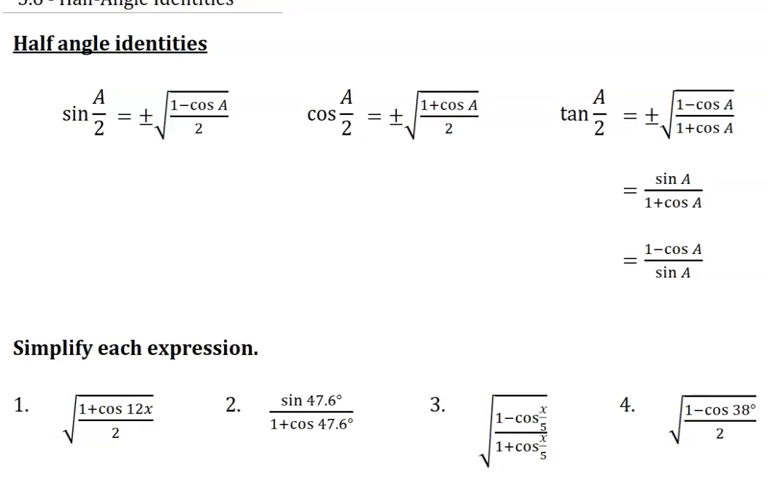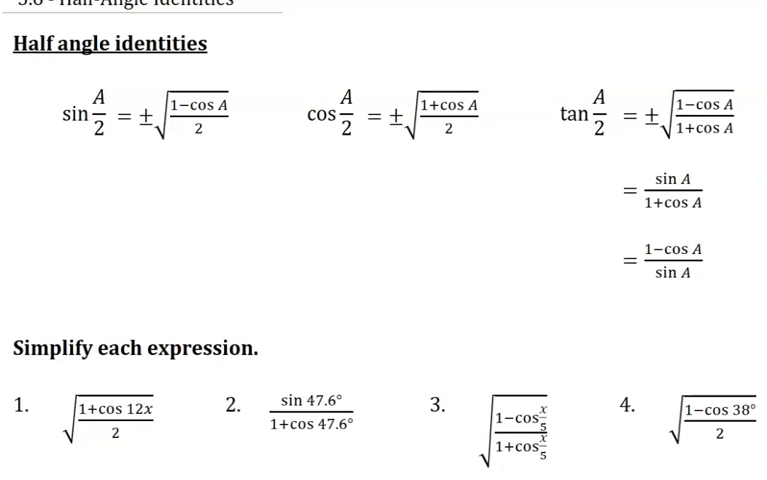So if we have sine of A over 2, that's equal to plus or minus the square root of (1 minus cosine A) all over 2. Cosine of A over 2 is slightly different: we have a plus sign on the inside here. And then tangent of A over 2 is this one, which could be in any of these three forms.